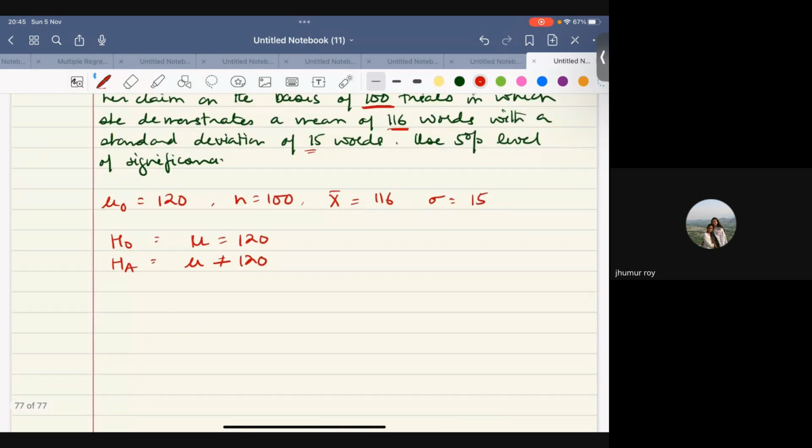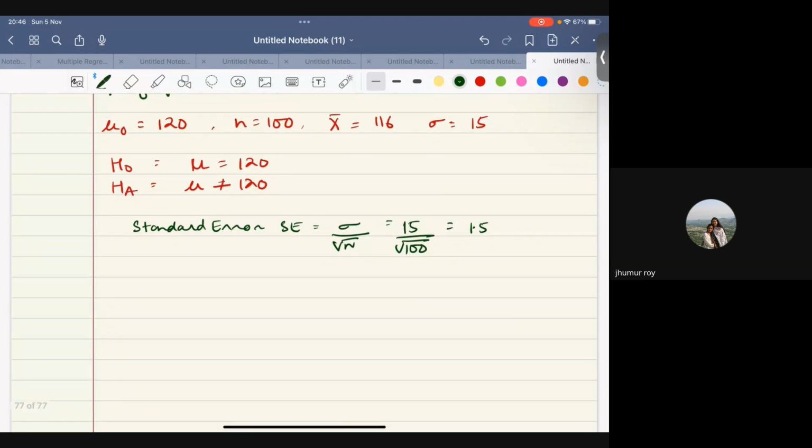Then what is the next step? Can you tell me? We find out standard error. That is SE is equal to standard deviation upon under root N, that is 15 divided by under root 100. What is this value? 1.5. Then what do we calculate?